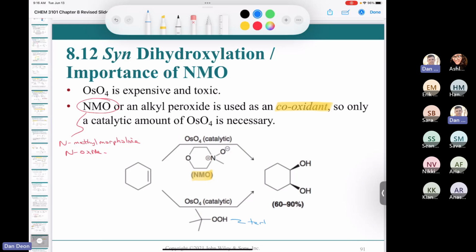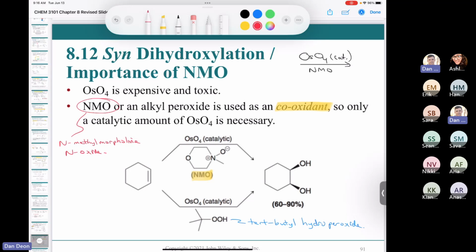This is tert-butyl hydroperoxide. Okay, so either one works. Osmium tetroxide, catalytic amount, and you can use NMO as your co-oxidant or tert-butyl hydroperoxide as your co-oxidant. I'll just level with you. My students almost always pick osmium tetroxide, and they'll write the catalytic amount of it, and under the reaction arrow, they'll put NMO, which is the co-oxidant.